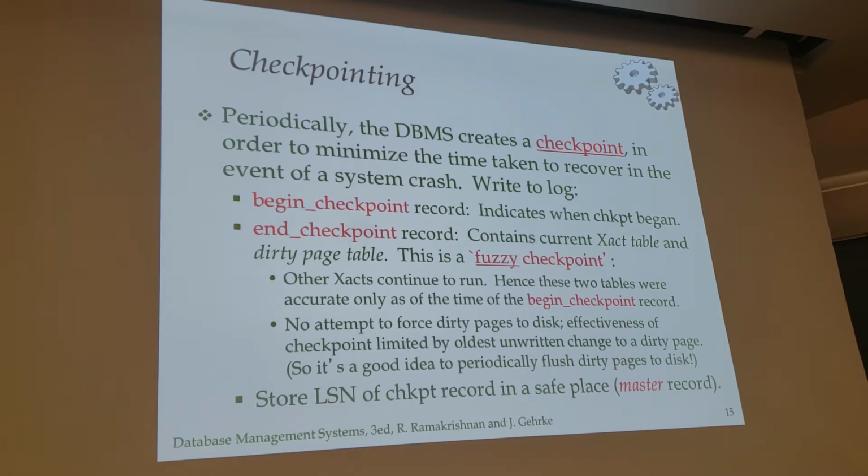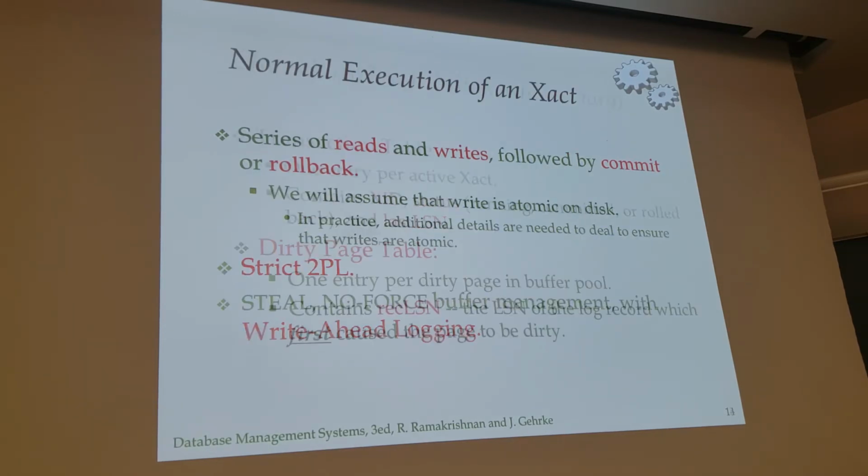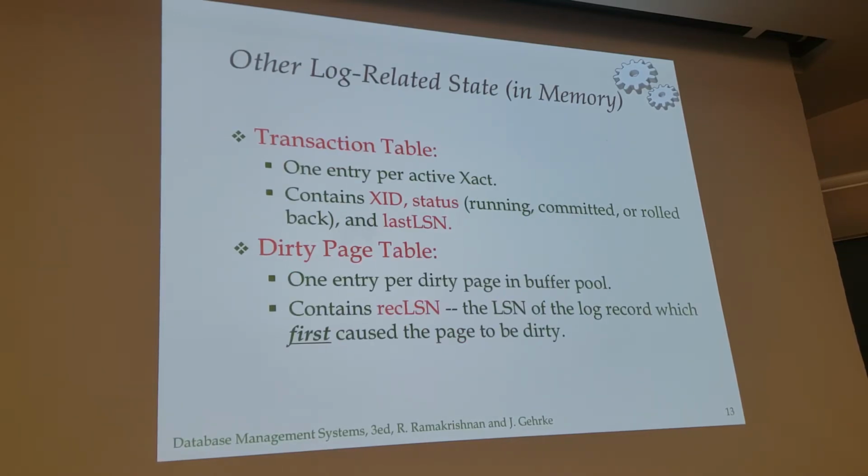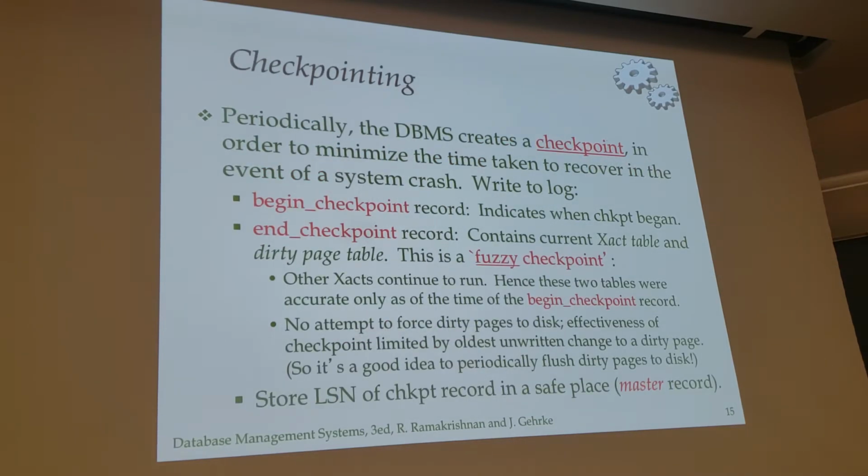So what you're going to do, recall on the previous slide, you have this notion of a transaction table and the dirty page table. That's what you're going to write out in the checkpoint. It's in memory, but you write it out in the checkpoint. But remember, things are changing while you write it, but it's okay. These tables may be changing while you work. This is why it's called a fuzzy checkpoint.